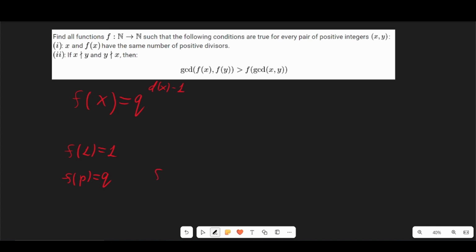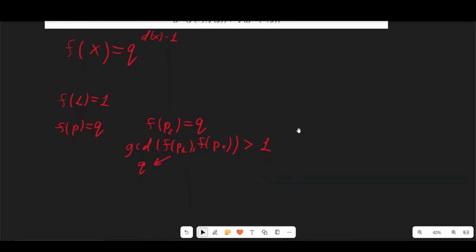And if we take the second prime, f of p2, we will show that this must also be the same prime q. Otherwise, if we consider the GCD of f(p1) and f(p2), we will see that this must be greater than 1. Because f(p1) is q, and this has only 1 and q as its divisors, f of p2 must also be q. Otherwise, their GCD would be 1, and clearly this is impossible. So f of p2 is also q.